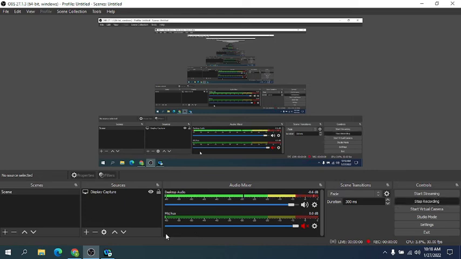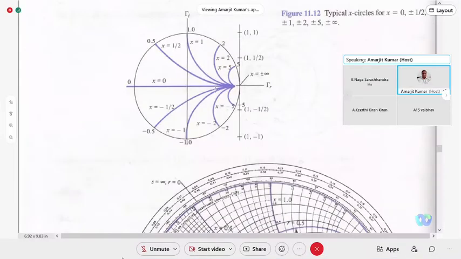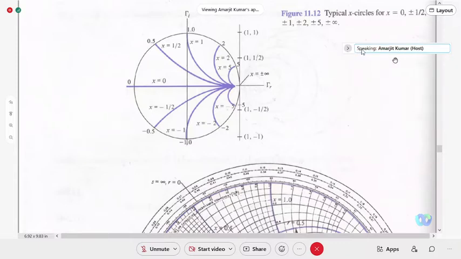is 1 upon x. So for the reactance circle, we plotted here. This is the plot for the reactance circle.